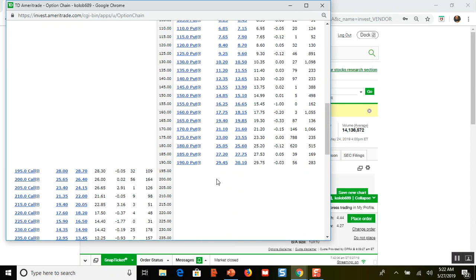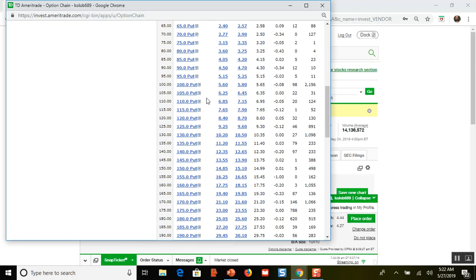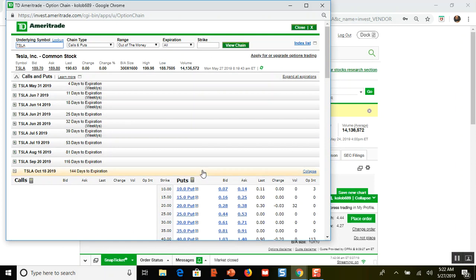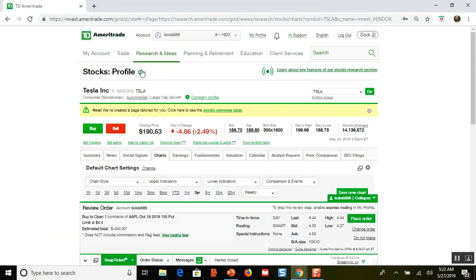Now, if Tesla goes lower than 155, you're not going to lose any more money. If Tesla goes all the way down to 100, you will lose that $3,350 or so. But if Tesla rebounds and goes up to $220, then you're going to have a nice payday in the next 144 days or 6 months. So that's it for this video. That's how the option collar works.